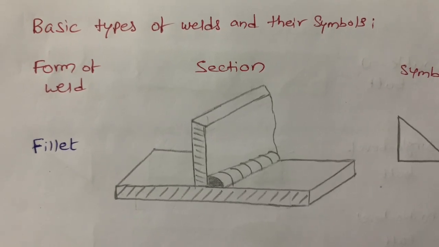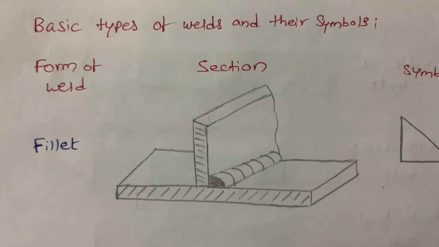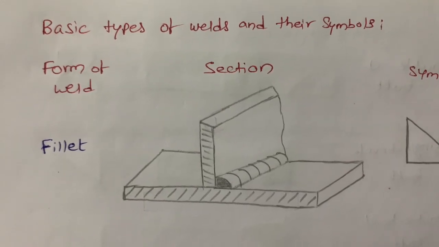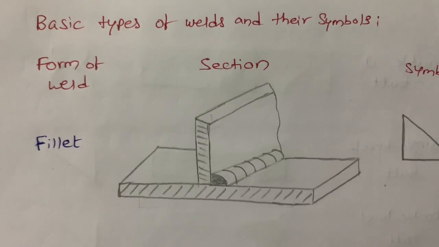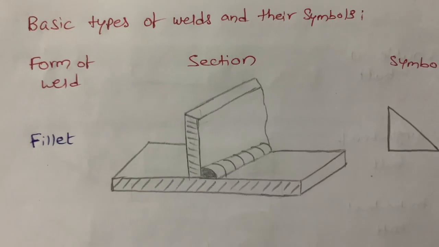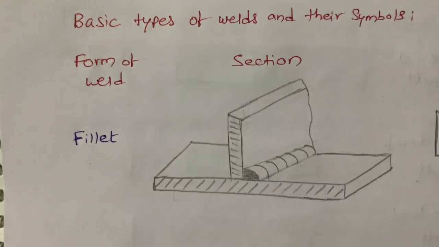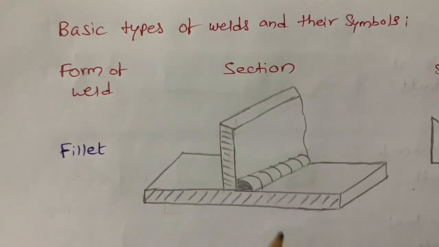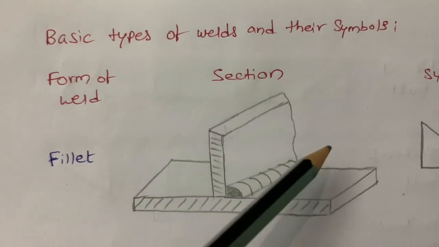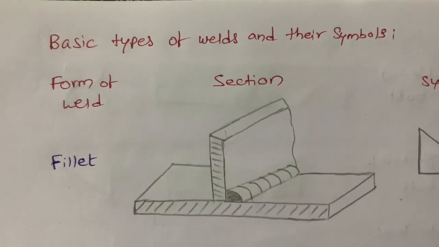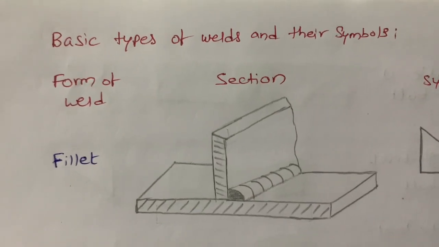Welding is nothing but the process of connecting metal pieces by application of heat, that is fusion, with or without pressure. Suppose there are two structural members, two steel members. Suppose this is one member and this is another member. By using welding, this portion is the weld, and by using the welding, we are going to connect the two plates.